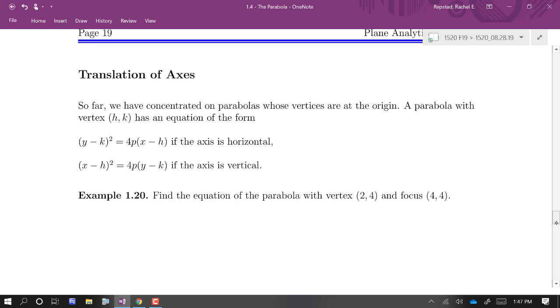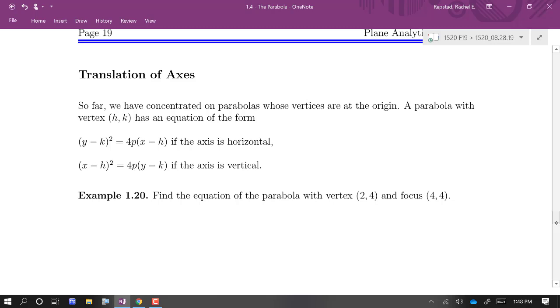So with the circle, h and k were like the coordinates of the center, and with a parabola, they're the coordinates of the vertex. And so it's similar, right? So the basic form of the equation is precisely the same. We just make an adjustment depending on where the vertex is. And note that if the vertex is (0, 0), these equations reduce to the ones we've already worked with, right? If h and k are both 0.